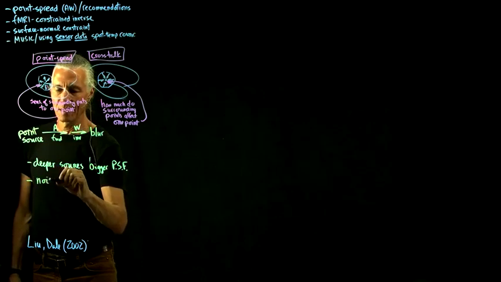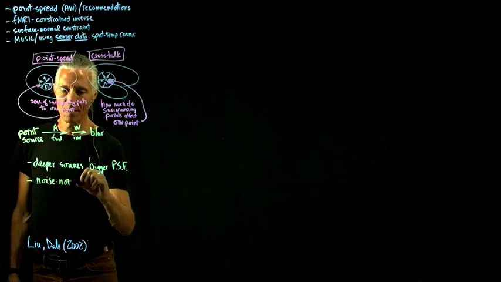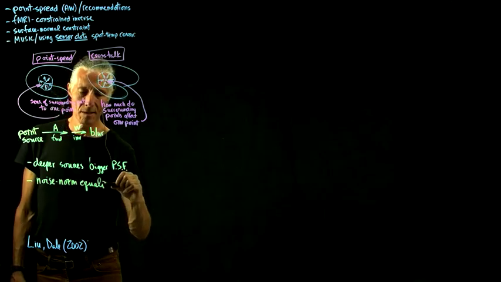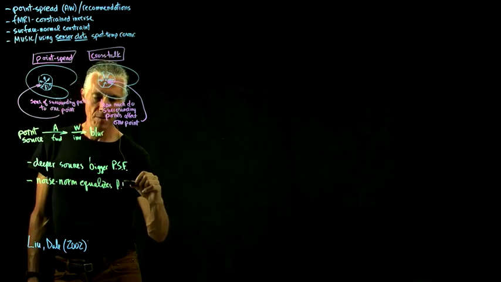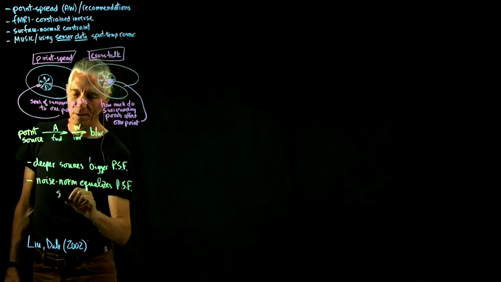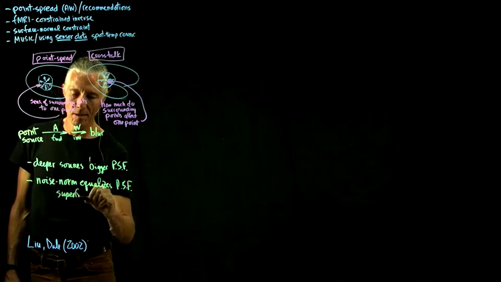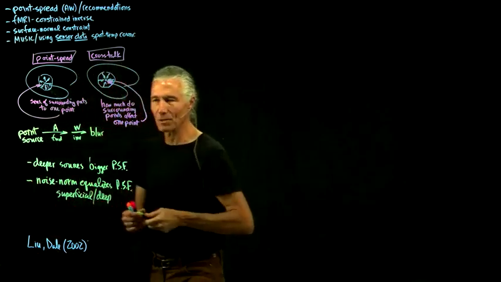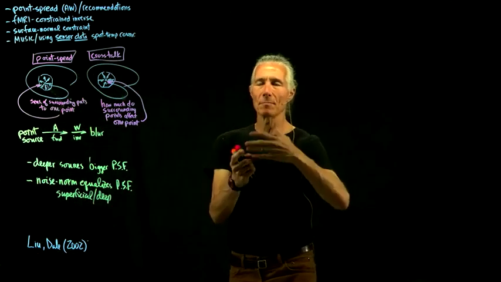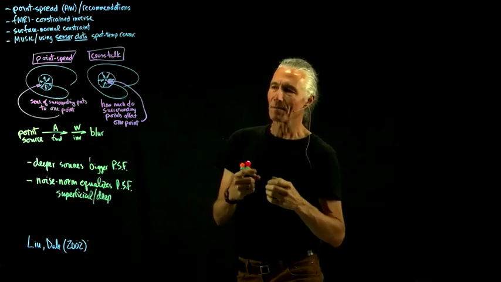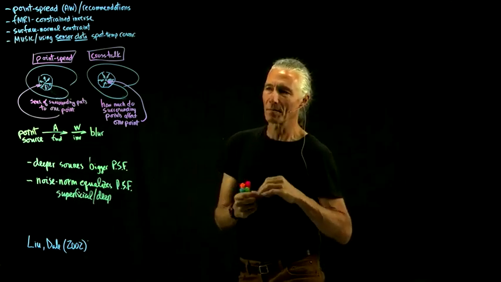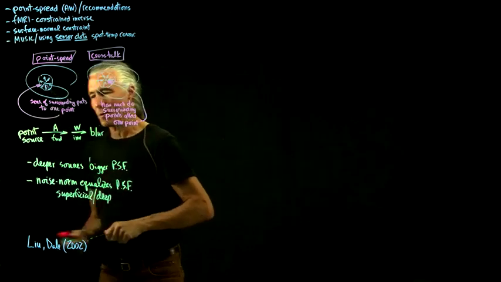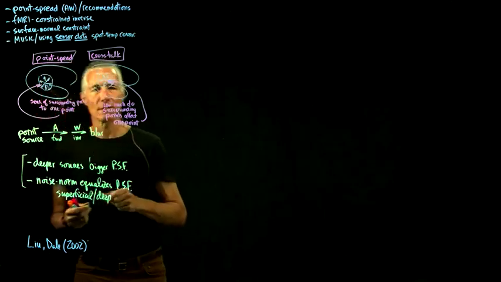equalizes the noise norm, equalizes the point spread function. Point spread function, superficial, deep. It actually sort of damages the point spread function for superficial sources, but makes the point spread function for deeper sources smaller. So it sort of equalizes them. And that's kind of more mathematical rationale for why to do that noise normalization.